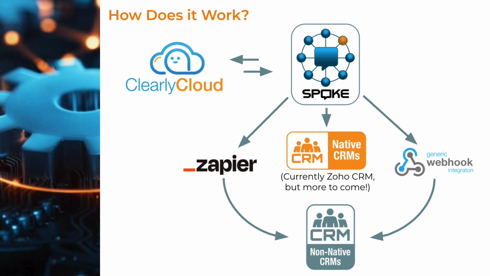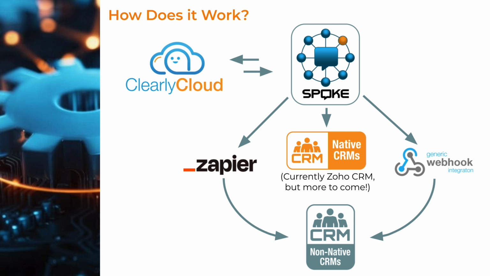If we go to kb.clearlyip.com, which I'll bring up during my live portion, we've documented how to integrate Spoke with Clearly Cloud first. And then once you have it connected to Clearly Cloud, how you can connect it to Zapier, Zoho, or using generic webhooks. We do have more CRMs we're working on that will have native support from Spoke.